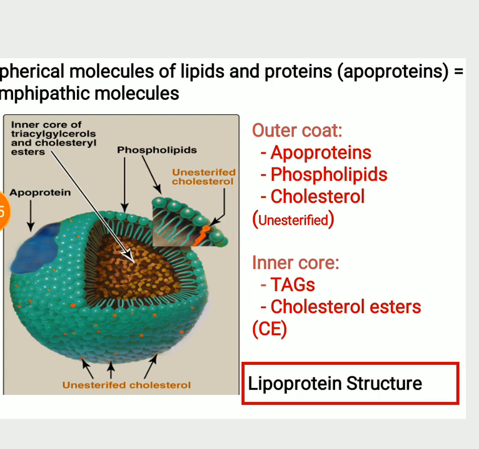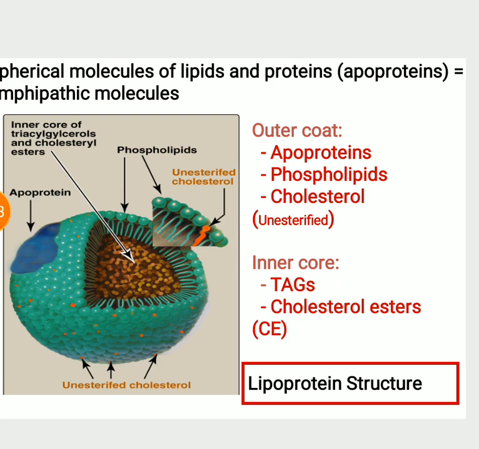And within that monolayer, we have what we call the unesterified cholesterol, or free cholesterol molecules. They are embedded within the phospholipids, and those are the orange dots you can see. Still in the monolayer, the outer shell, we also have apolipoproteins, the integral or structural ones, which are embedded within, and it is seen by that blue substance that you see.